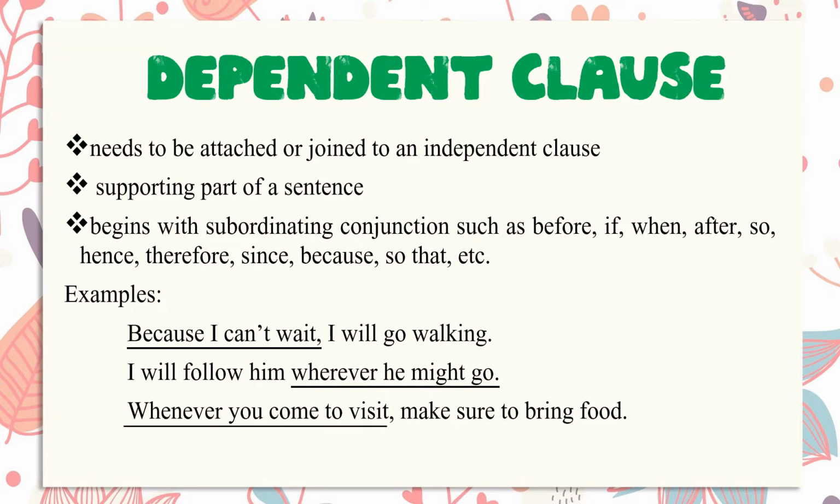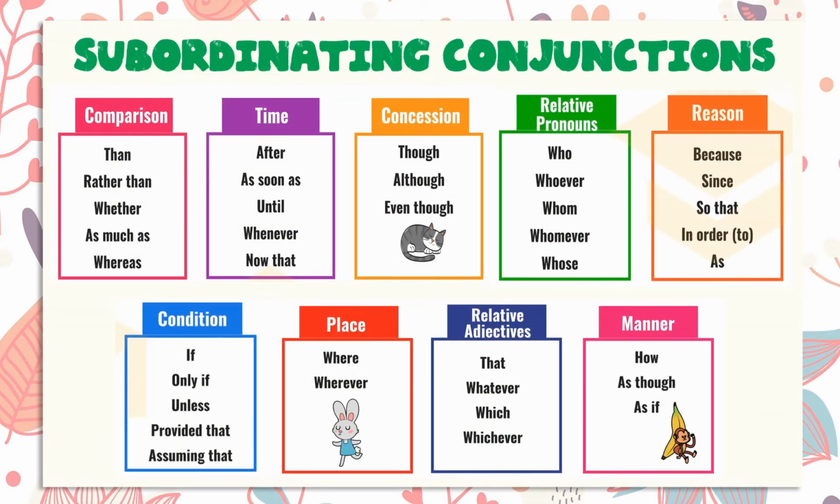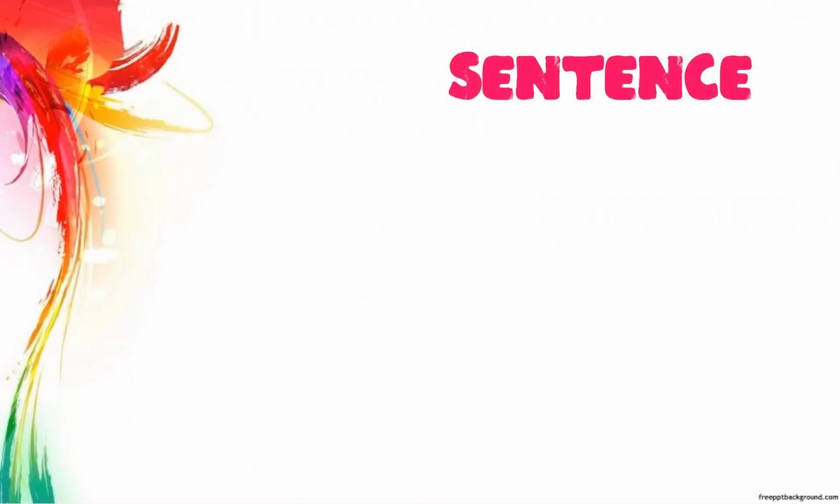That is great. The answer is whenever you come to visit, because it is starting with the subordinating conjunction whenever. Here are some of the examples of subordinating conjunctions. Make sure you familiarize yourself with them. These are just some because there are a lot more out there. Let us now proceed with the sentence.